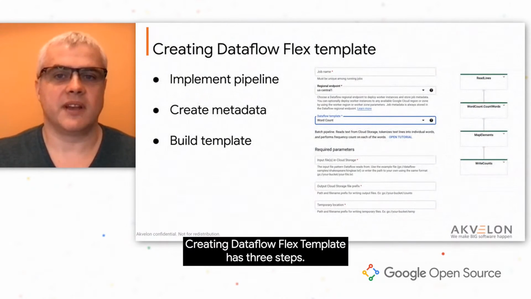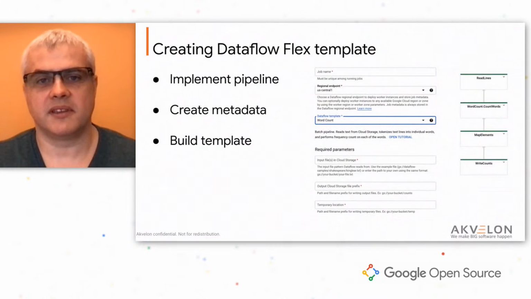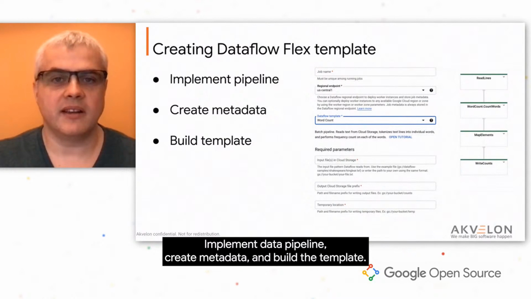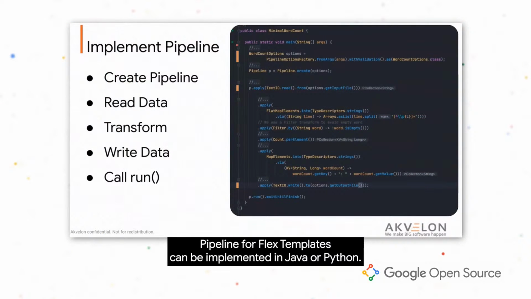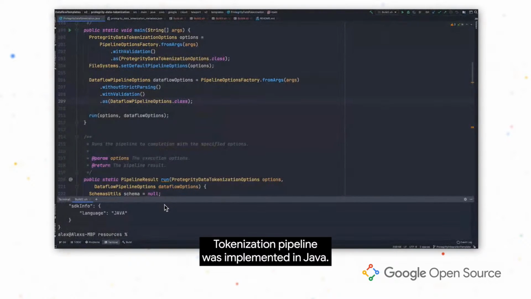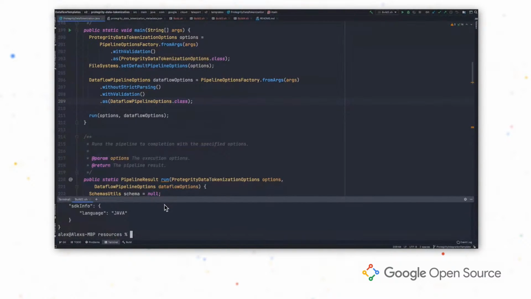Creating a Dataflow Flex template has three steps: implement the data pipeline, create metadata, and build the template. The pipeline for Flex templates can be implemented in Java or Python. I'm going to switch to my demo example that shows our tokenization pipeline. The tokenization pipeline was implemented in Java.